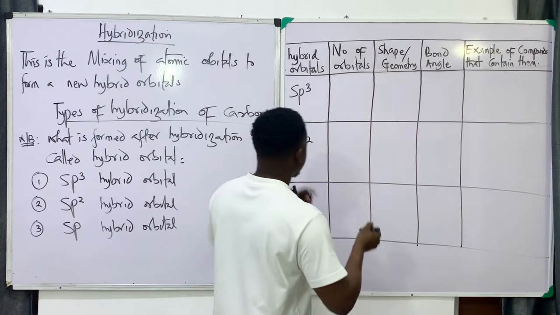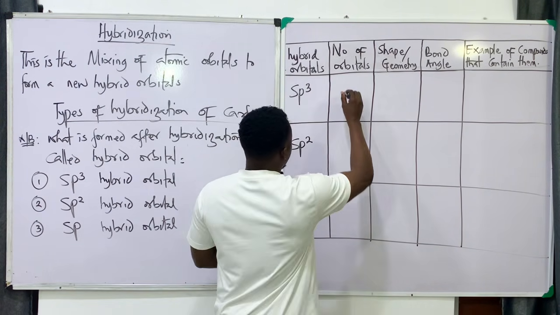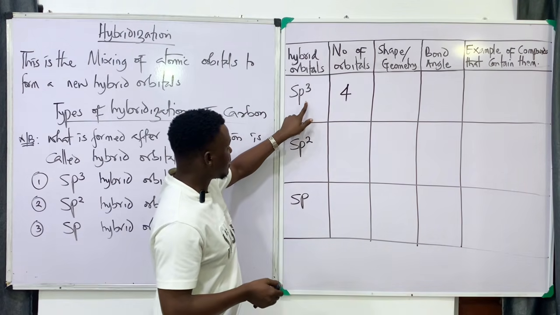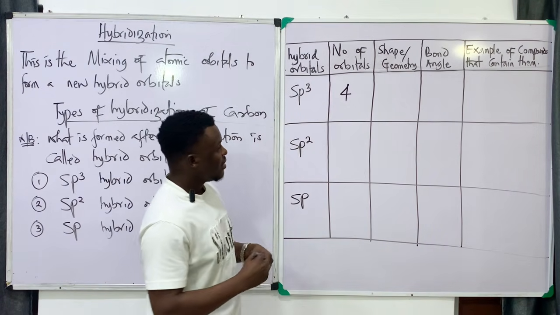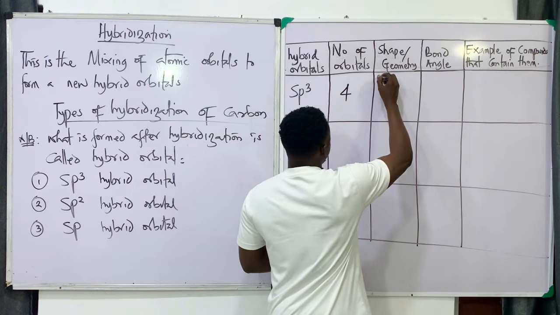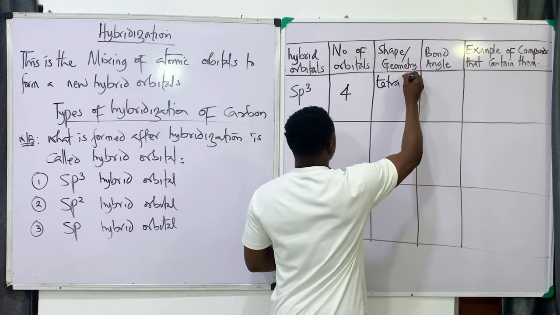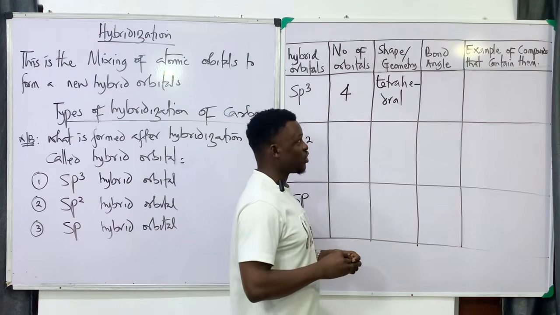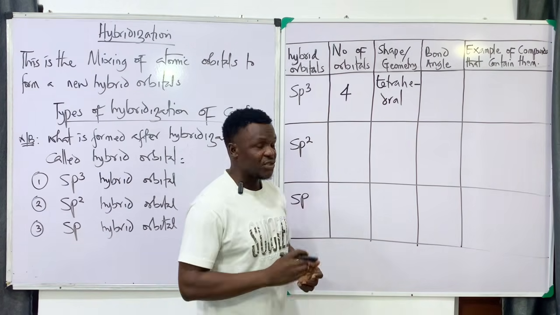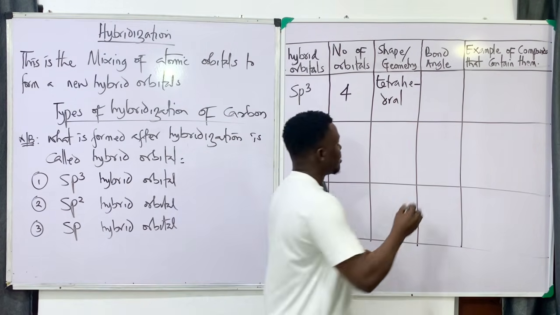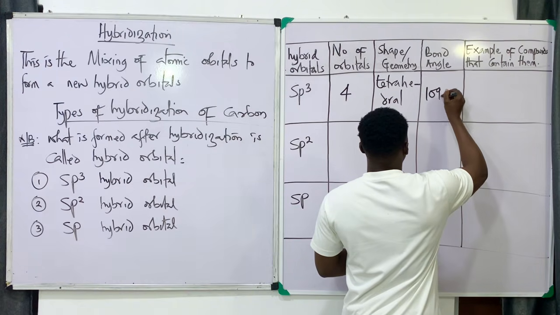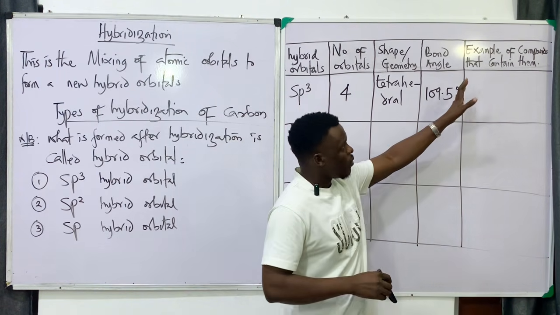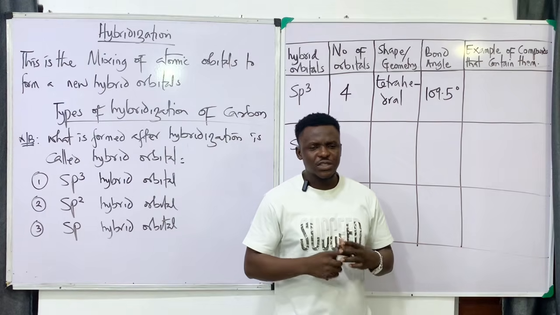So let's start. The number of orbitals here is 4, because this is obtained by mixing 3p plus 1s. The shape of the sp3 hybrid orbital is tetrahedral, and it has a bond angle of 109.5 degrees. Now, which type of carbon atoms?